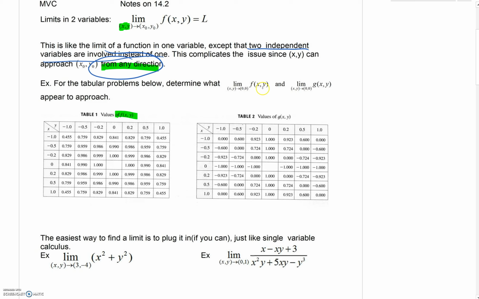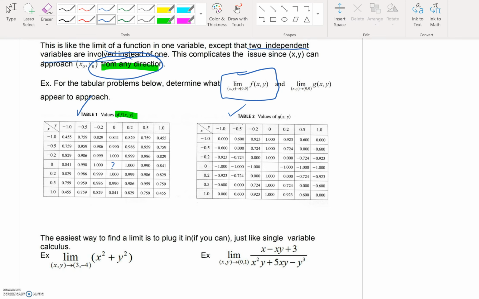Here's function f in table 1. Here's function g in table 2. And we can take a look right here. They're saying, hey, what's happening as our ordered pair x comma y approaches 0, 0? Well, 0, 0 is right here in the middle. We don't even know what our function actually is defined to be at 0, 0. It might not be defined at all.